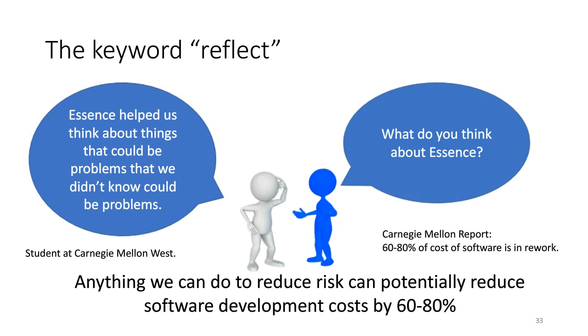Carnegie Mellon has reported that 60 to 80% of the cost of software is in rework. Rework results from decisions made with inadequate information. Inadequate information implies risk. Therefore, anything you can do to reduce risk has the potential to reduce software development costs by 60 to 80%.